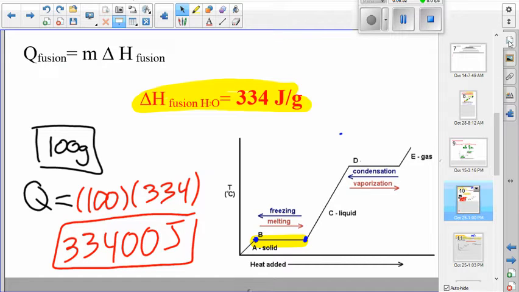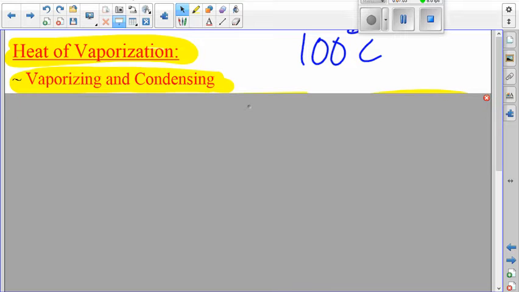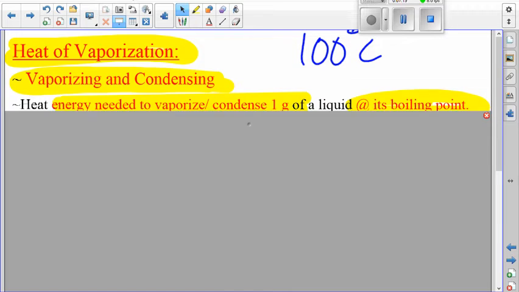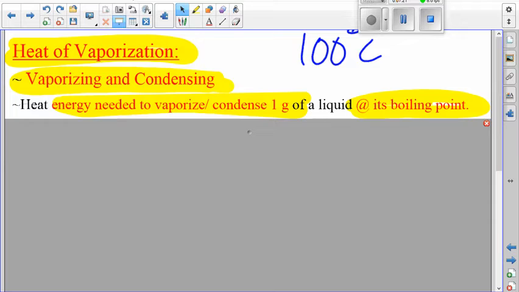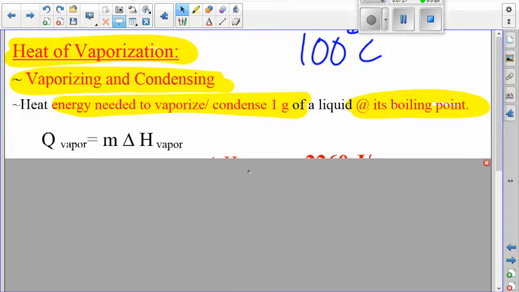That's the cheap bridge. The other bridge is called the heat of vaporization, happening at exactly 100 degrees Celsius. That is when you are vaporizing a liquid, taking it from the liquid stage to the gas stage, or taking it from the gas and condensing it to liquid. You're adding energy if you're vaporizing, and taking energy away if you're condensing. So the heat energy needed to vaporize or condense 1 gram of liquid at its boiling point: the equation is Q of vaporization equals M times delta H of vaporization.